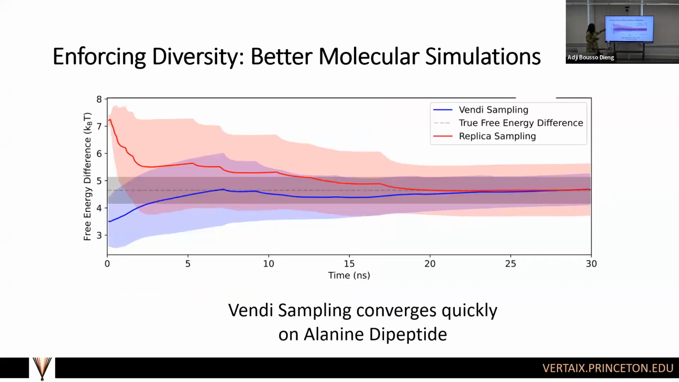So this is just the free energy, another observable that people usually are interested in, the free energy difference, because it tells you something about the system. And so here the idea would be that you recover the ground truth free energy difference over a reduced amount of time. And you get that with the Vendi sampler compared to the replica sampler, that takes longer to recover the ground truth, which is this dashed line.